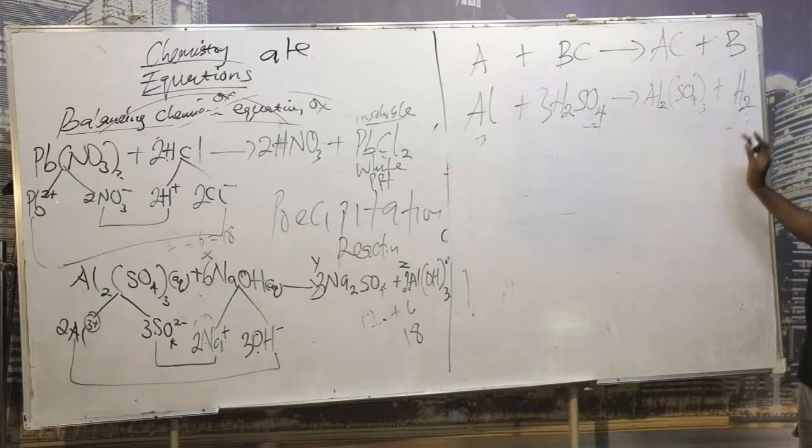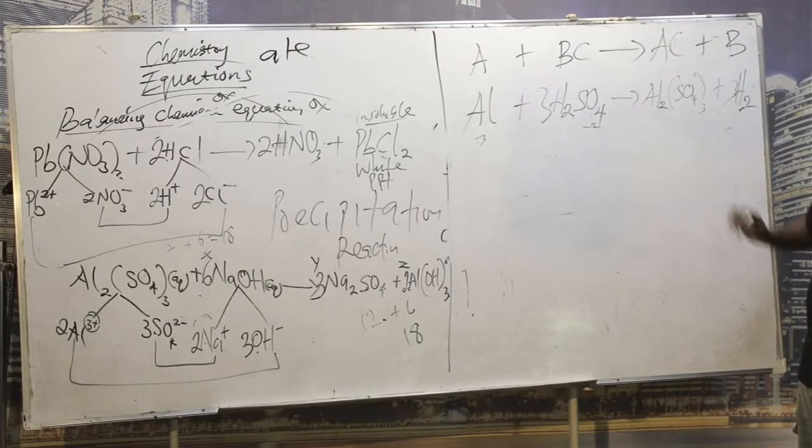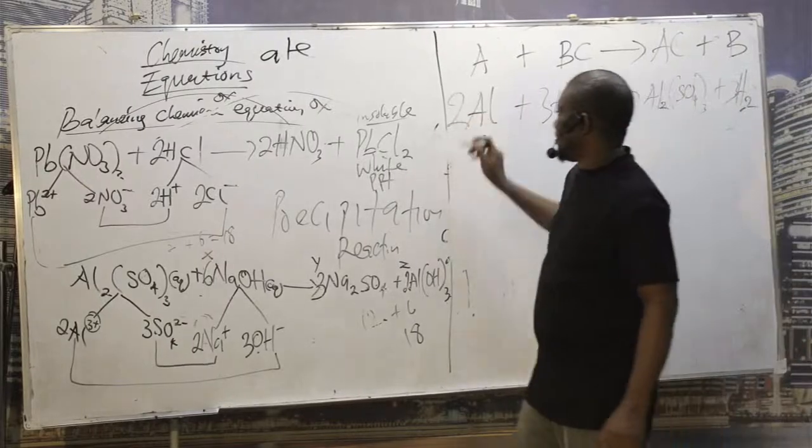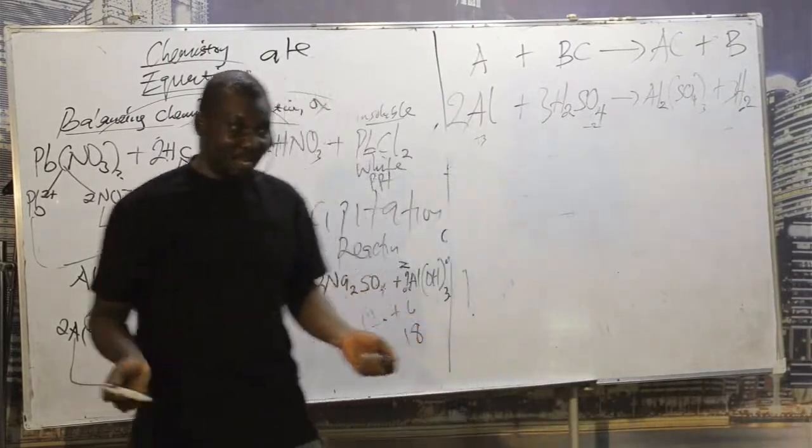What will you put here? If you times it by 2, you have 6. You put 3 here. Remember, this is 2, this is still 1 here. What do you do here? Put 2 here. The equation is what? Balanced.